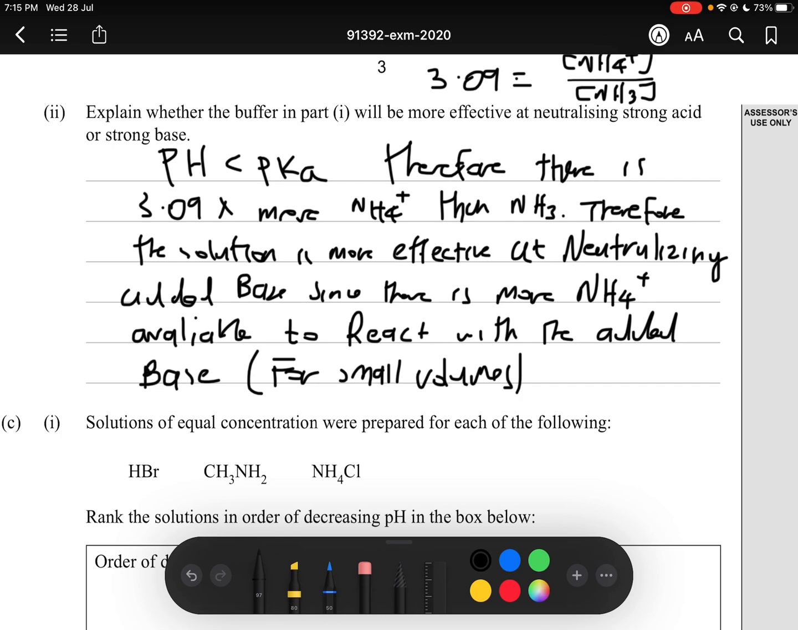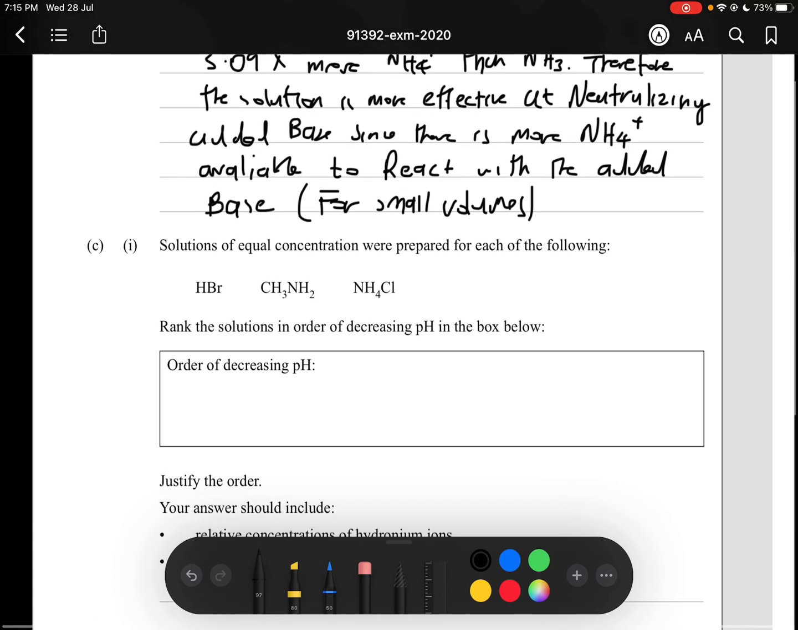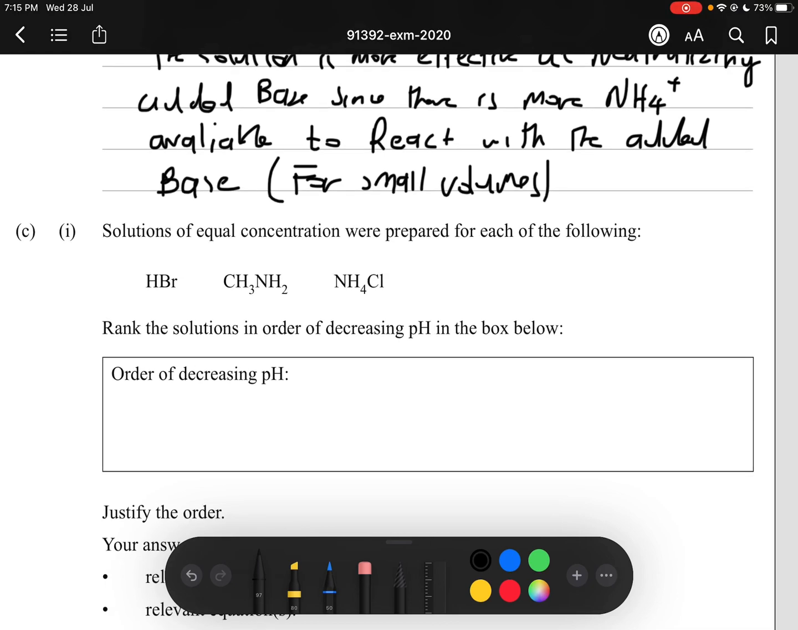Alright, so that's all we need for that question. And looking at question CI now. Solutions of equal concentration were prepared for each of the following: HBr, CH3NH2, and NH4Cl. Rank the solutions in order of decreasing pH in the box below.